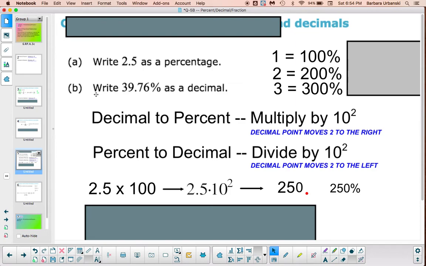Now they're asking us in Part B, write 39.76% as a decimal. So they're giving you the percent. You've got to take it to a decimal. That means you're dividing by 10 to the second power, which means that you are going to be moving your decimal place 2 to the left.